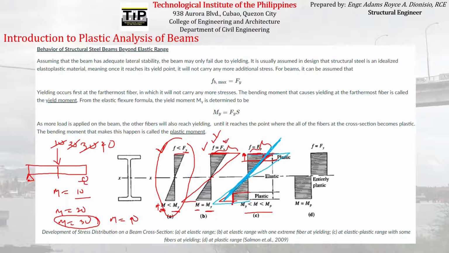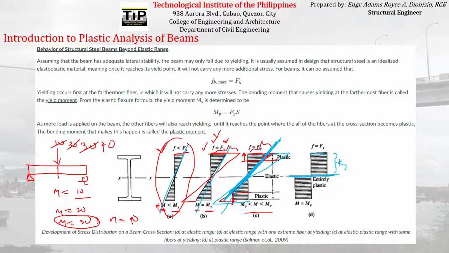Nakita niyo naman yung trend. Kanina yung slope niya ganito, tapos naging ganito yung slope, tapos naging ganito na yung slope. So, ang ultimate point niyan is yung slope niya horizontal na. Ayan, katulad nito. At 'pag nag-horizontal na yung slope ng stress distribution, ibig sabihin lang nun, mula sa fiber na 'to hanggang dito nag-fail na, pare-parehas Fy na yung stress na nararamdaman nila diyan.